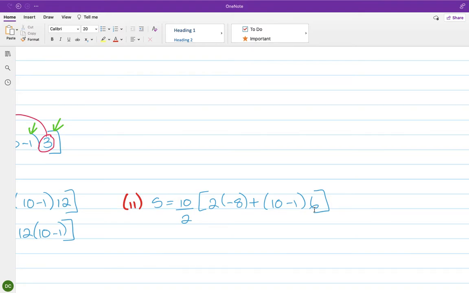Okay, and just type straight in. 10 over 2, bracket, 2, bracket, minus 8, close bracket, plus 6, bracket, 10 minus 1, close bracket, close bracket. And I'm getting that S is 190.